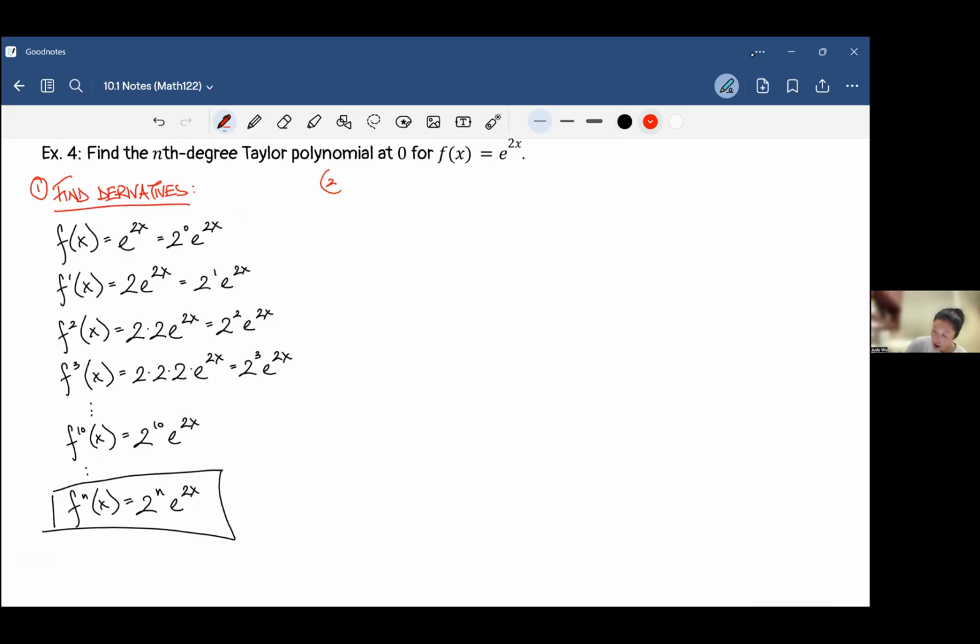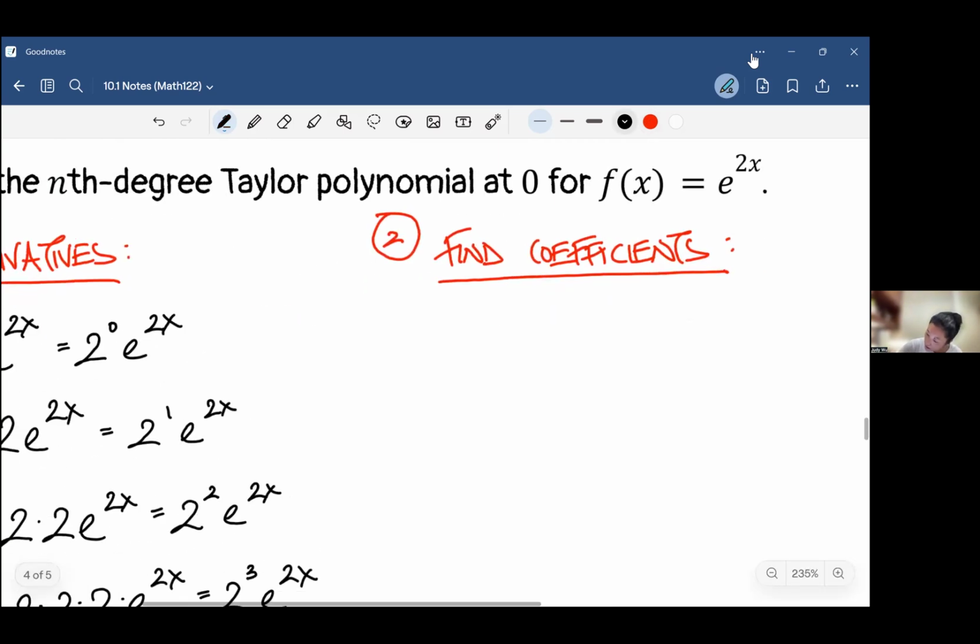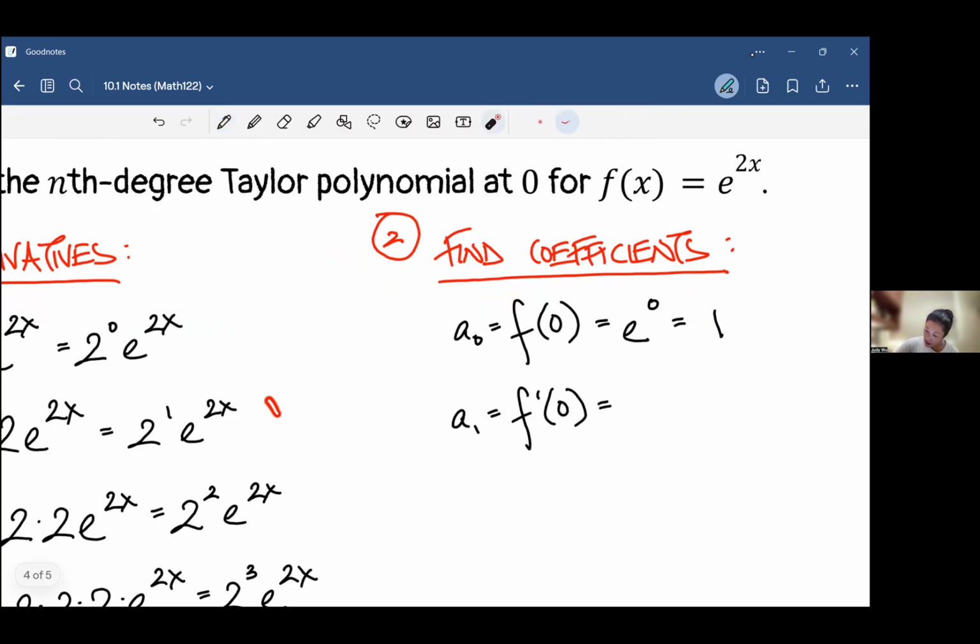Okay, well, to write a Taylor polynomial, we need to have the coefficients, all right? So now we're going to use these to find our coefficients. We know that a0 is the same as f of 0. So that is e to the 0, which we know is 1, okay? We also know our a1 is our f prime of 0. So I'm going to take my first derivative, 2e to the 2x, and plug in 0 for x, and this is going to give me a1 as 2.